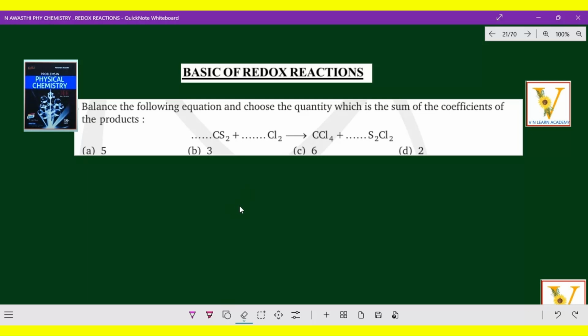Hello students, today we are going to see some more interesting and important questions from Narendra Avasthi sir's physical chemistry redox reaction. In this session we are going to see at least 10 questions and more. Come on, let us discuss the first question.